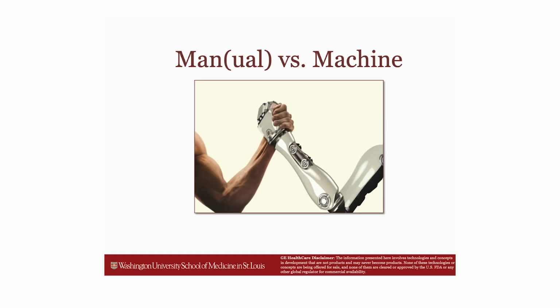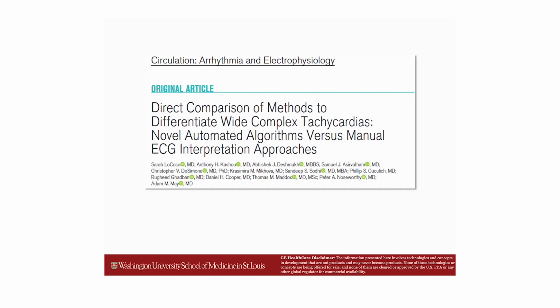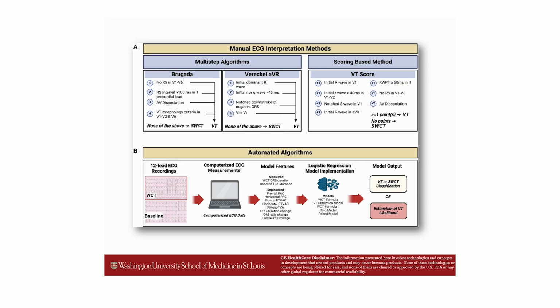Now, we also went on to test these algorithms in what we affectionately call the man versus machine trial. And we published this about 6 months ago in Circulation EP. And in this trial, we compared manual ECG interpretation methods, some of the most popular, including the Brugada algorithm, the Recchi-AVR algorithm, the newer VT score. And we also had these algorithms applied by 2 electrophysiologists. And then we compared it directly to the performance of our automated wide complex tachycardia differentiation methods.